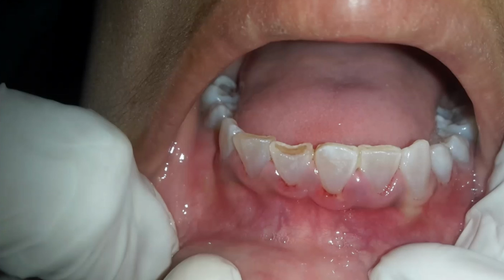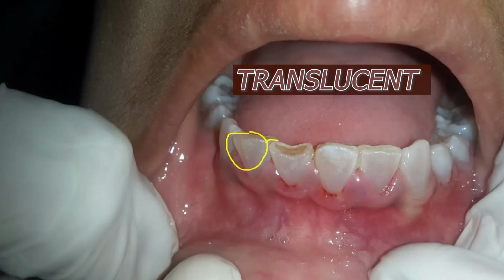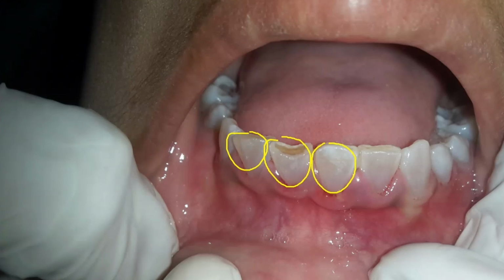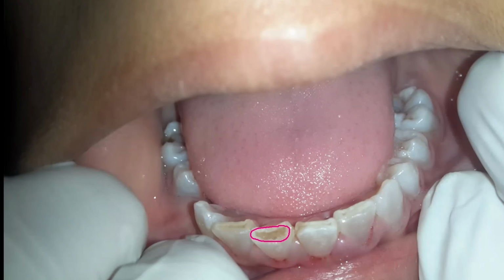So you can see here the lower anteriors, they are giving a bluish gray opalescent hue on this labial surface. You can also call them translucent or amber color. Here you can see the chipping of the enamel. See, the enamel is chipped off from here on the incisal surface of these anterior teeth. You can see the chipped enamel and this dentin portion.